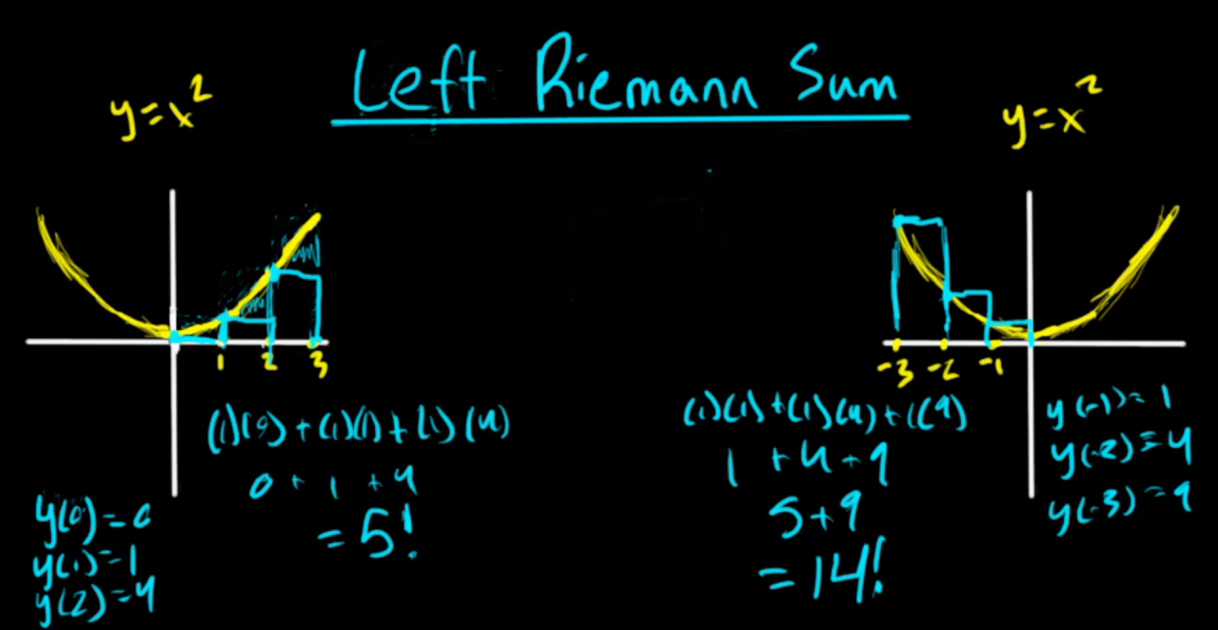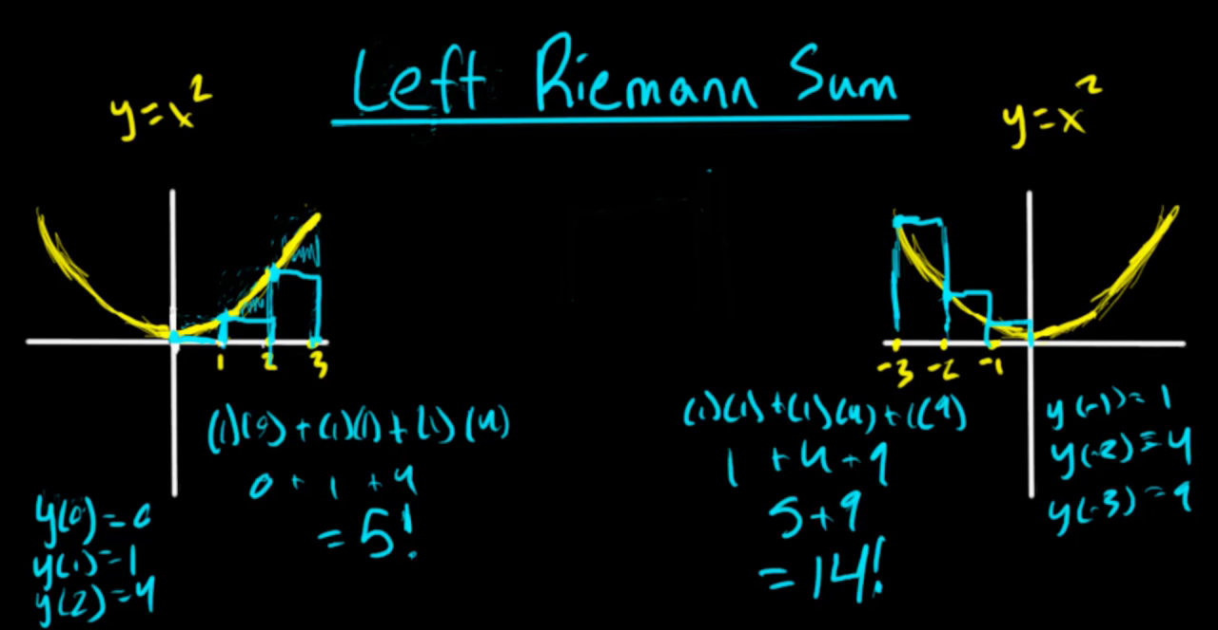Just like last video, except this time they're swapped. Remember when we did the right Riemann sum on the interval 0 to 3, we got 14, and when we did it from -3 to 0, we got 5. So this is how we do left Riemann sums. You could choose which one you want to do.